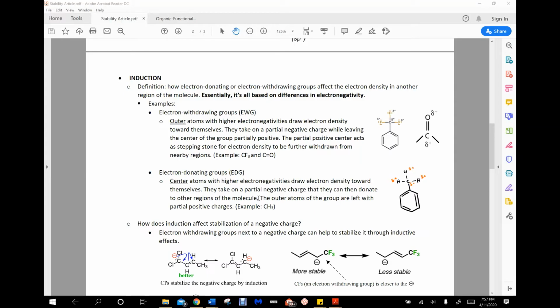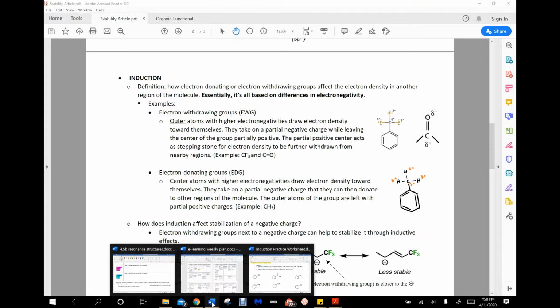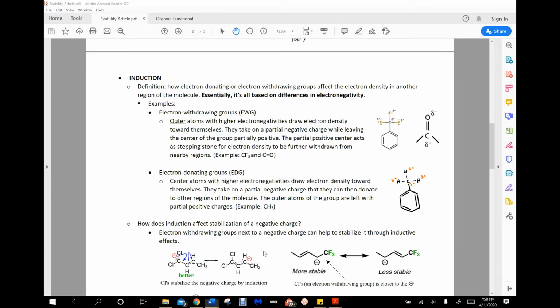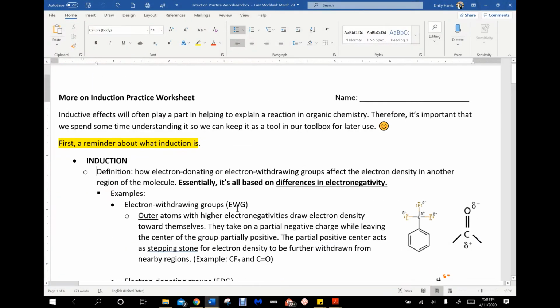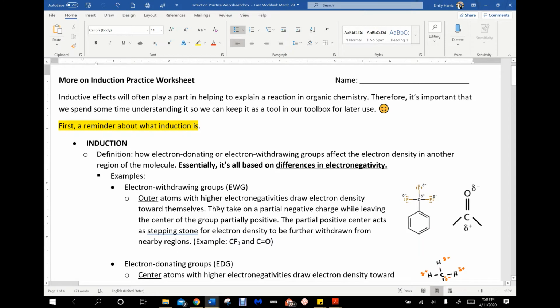So what we're going to do in this lesson is go back to one of the factors that you read about in the stability article yesterday. That factor we're going to focus in on was induction. We'll go to a different worksheet where we'll remind ourselves what induction is, and then we'll practice working with it a little bit more. All right, so we'll start at the beginning and work our way to the bottom.